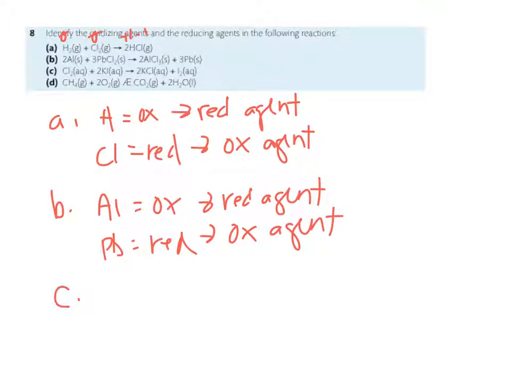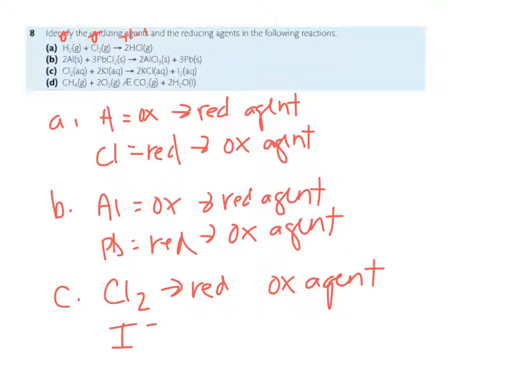Letter C, I have Cl2 with no charge, and then it becomes a negative ion. So Cl2 is going to be reduced and called the oxidizing agent. Well, KI, the I is going to go from being a negative to being no charge. So this I- is going to be oxidized and being known as the reducing agent.